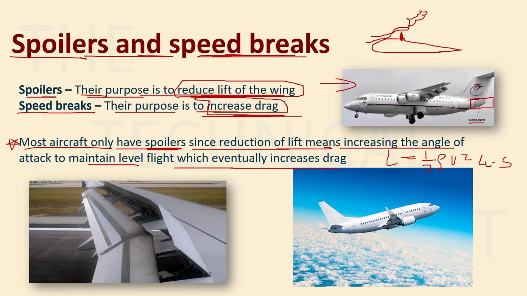Now, if you reduce your lift because you deployed spoilers, let's say on this aircraft as an example, then your lift reduces, right? Now, since your lift has reduced, your aircraft will tend to go downwards because the weight is more than the lift now. Lift has reduced, the weight is more. The aircraft will go down. Now you want to maintain level flight, right? You don't want to go down. So what will you do? You'll increase any of these elements in your lift equation.